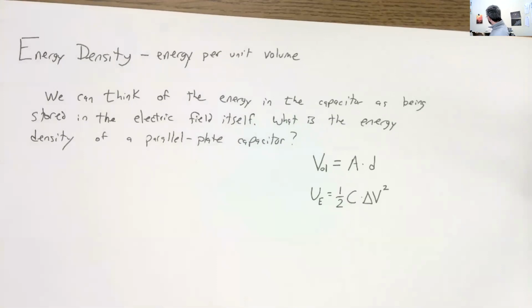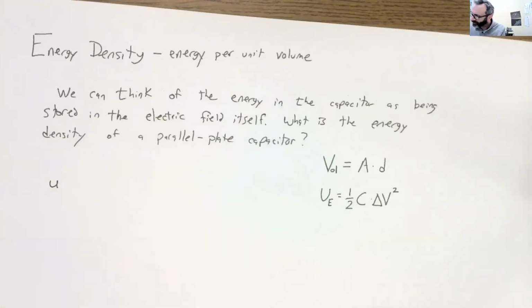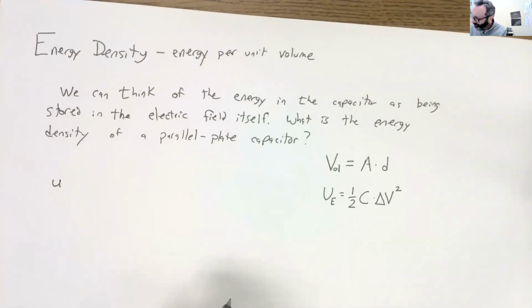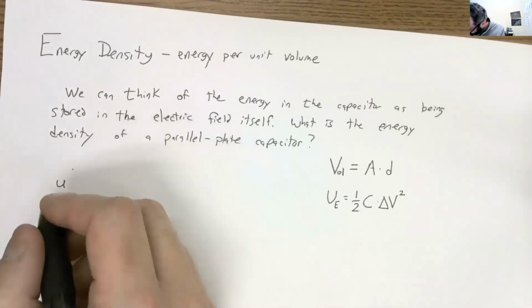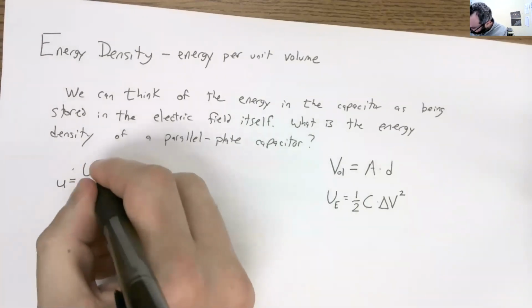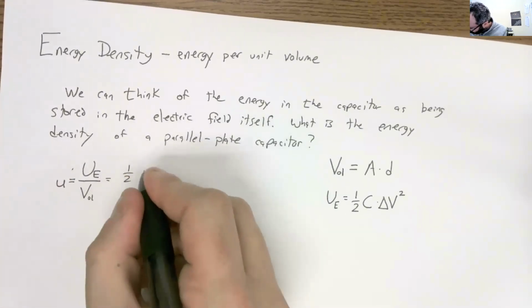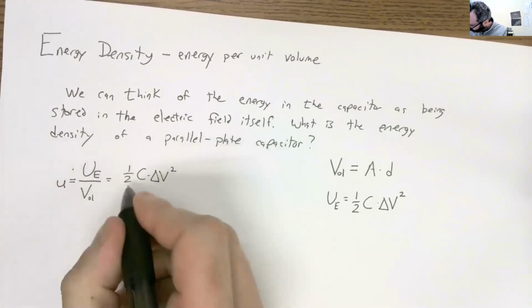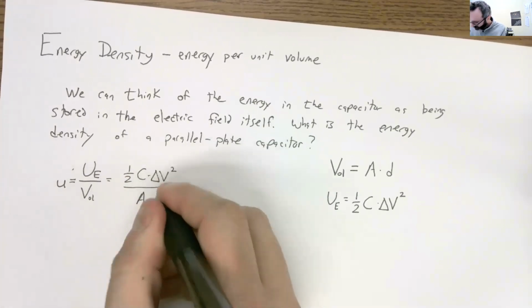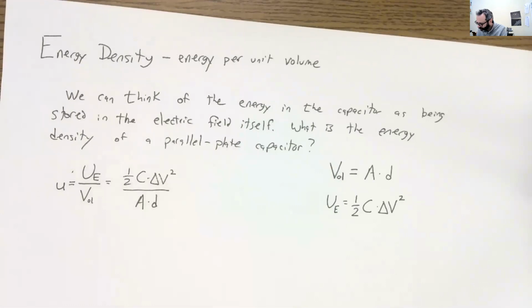So energy density, and I'm trying to think of what the AP test uses. I think it's just a lowercase u. So here's our energy density, which I'm using as a lowercase u now because I can't think of a different symbol. Our energy density is our energy divided by volume, which is 1/2 C times potential squared divided by the area and the distance. All right, so this would be my energy density, but there's a way that I need to simplify this.